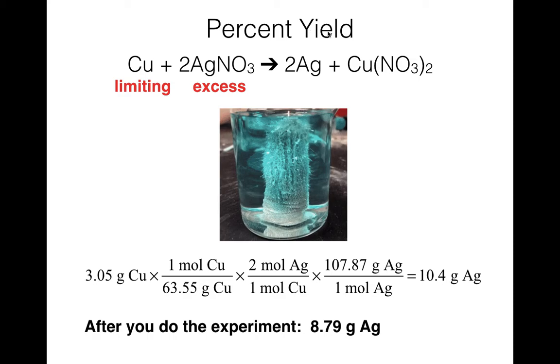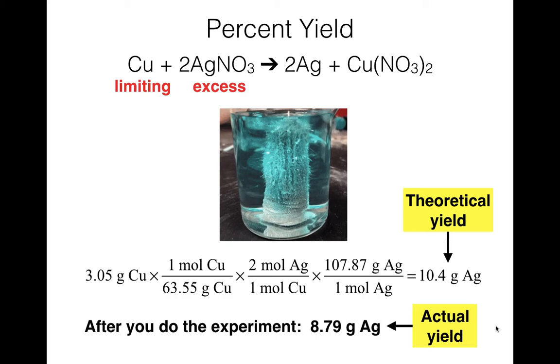So the terms you need to understand here are theoretical yield, which is the amount that we calculated. When we put in our initial amount of copper, we proposed that we could make 10.4 grams of silver theoretically, right? If everything were perfect, we could theoretically make 10.4 grams of silver. That's called the theoretical yield. When we actually did the experiment, we got 8.79 grams of silver. That's called the actual yield. All right, so these are the two terms you need to understand to calculate what's called percent yield.